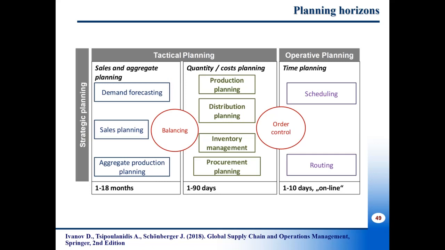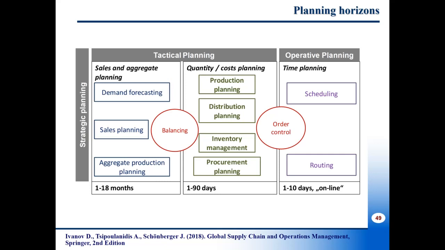For sales and aggregate planning, the tactical planning includes sales and aggregate planning, which forecast the demand based on sales planning to produce aggregate production planning. A sales plan is a strategy that sets out sales targets and tactics for a company's business and identifies the steps a company will take to meet its targets. For quantity and cost planning, tactical planning includes production and distribution planning, inventory management, and procurement. Therefore, tactical planning matches supply and demand.